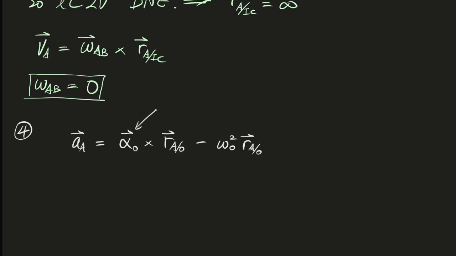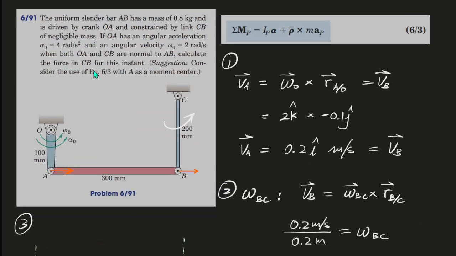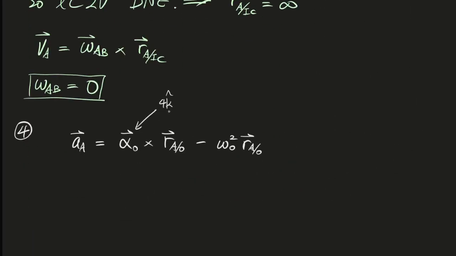And this is given, if you look up, that is 4 in the K direction because it's spinning counterclockwise, I believe. Let's double check that. Yeah, it's 4. From O to A, it will be perfectly downwards, so negative 0.1 in the J direction. That was also given. That is just 2 radians per second, and this is repeated.